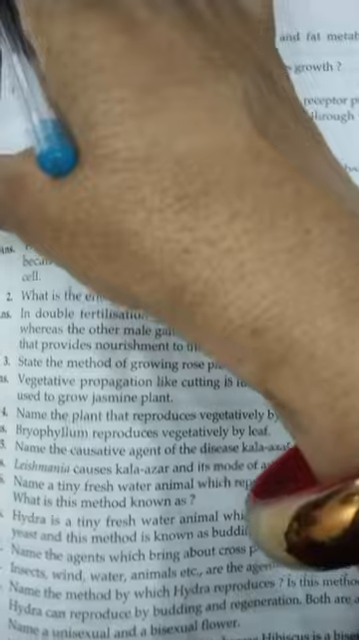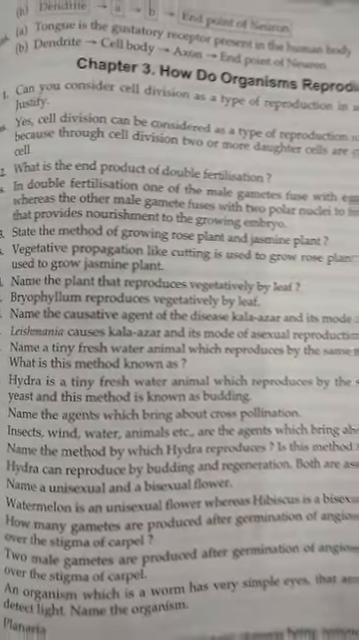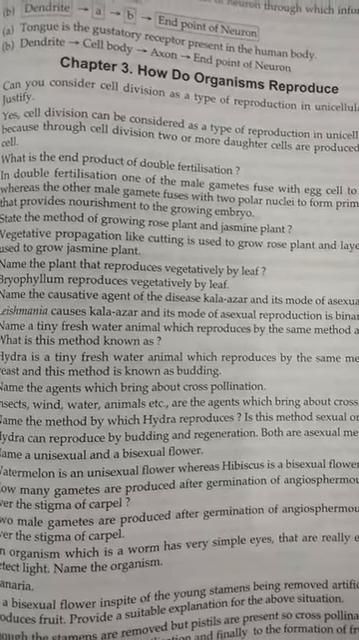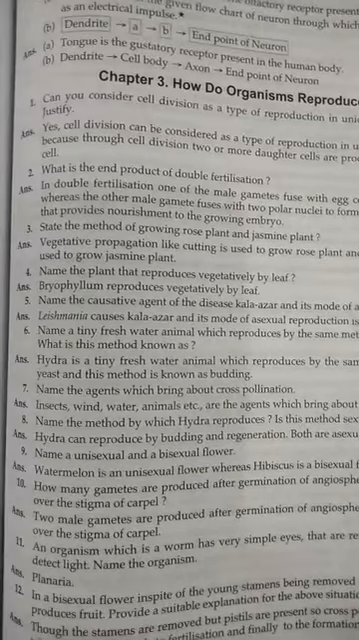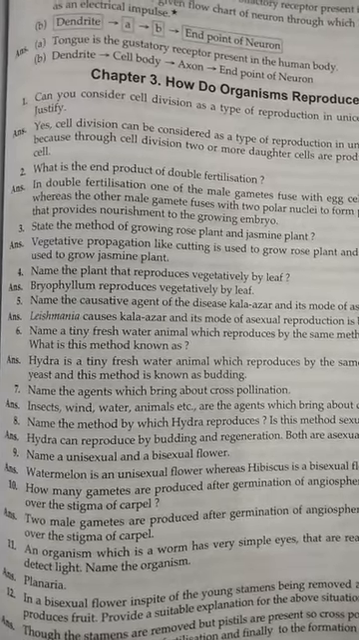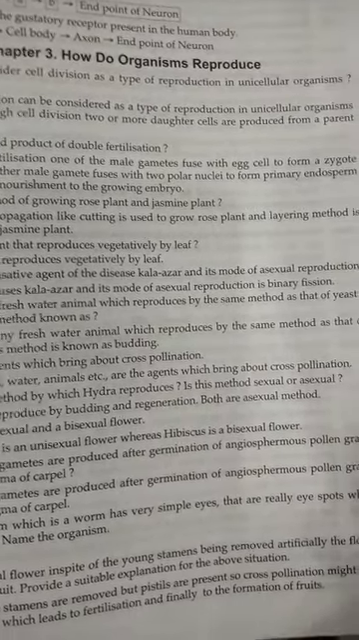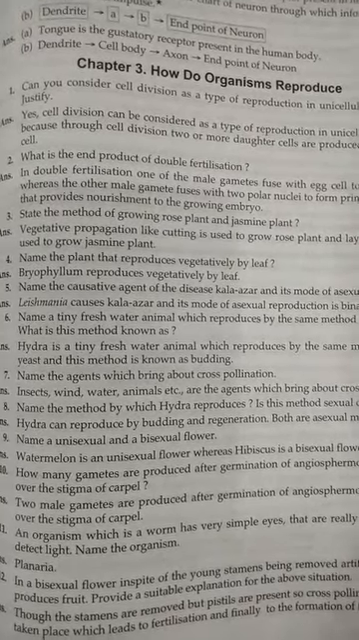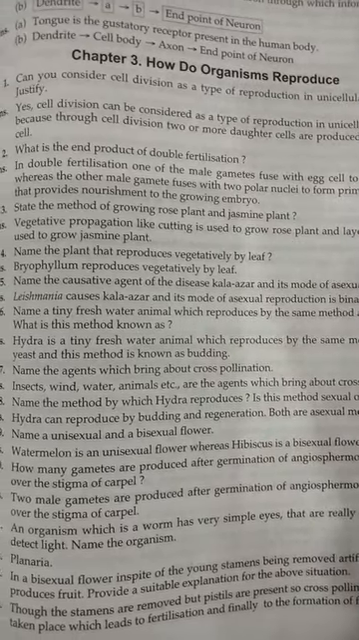Okay, now the second question: what is the end product of double fertilization? Now in double fertilization, one of the male gametes fuses with the egg cell to form a zygote, and the other male gamete fuses with the two polar nuclei to form the primary endosperm nucleus, or primary endosperm, that provides nourishment to the growing embryo.